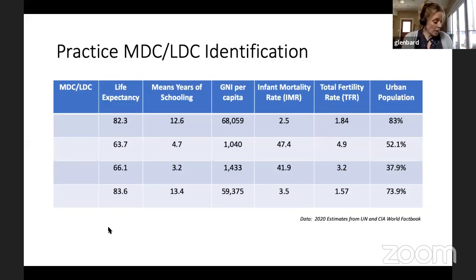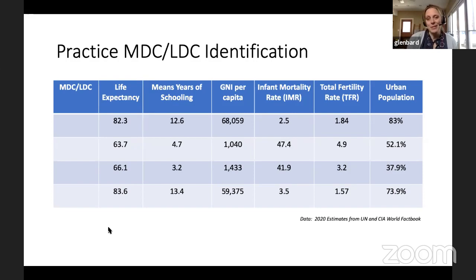So guided practice. Ultimately, what I tell my students is that I want them to be able to look at a set of numbers and tell me if this country is a developed country or a developing country. I want them to be able to then tell me also what indicator helped them make that decision. And so when you're looking at these, notice I did not fill in the MDC, LDC column yet. What is helping you make that decision? Is it life expectancy? Is it schooling? GNI, infant mortality rate, total fertility rate, percent urban? These are things that should give you some idea of not only if it's developed or developing, but where it is in that continuum. And so I would ask you, I think I've stalled enough.